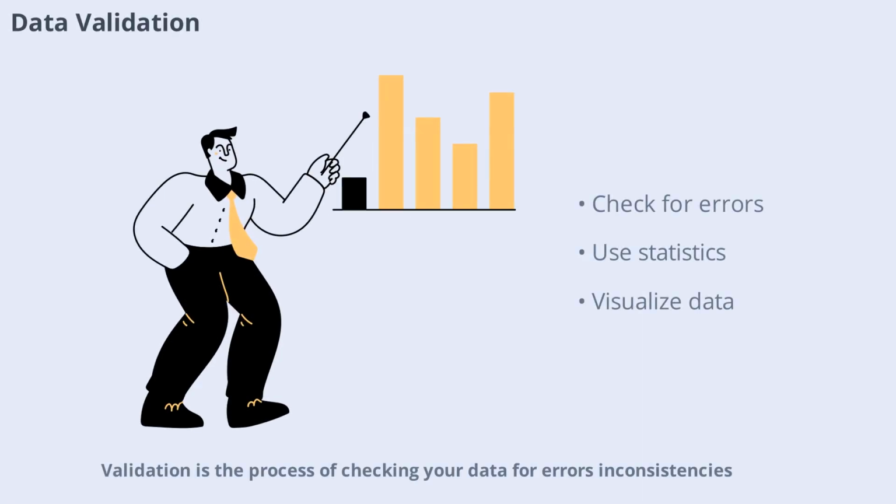Validation is the process of checking your data for errors, inconsistencies, or outliers after preprocessing. This step ensures that your data is ready for analysis and modeling. Validation techniques include summary statistics, visualizations, and automated checks. Proper validation helps catch issues early and improves the reliability of your results.